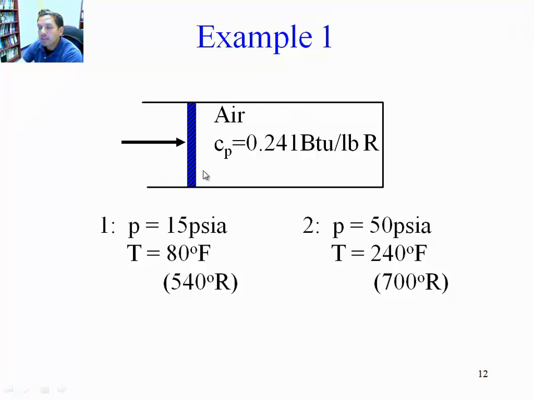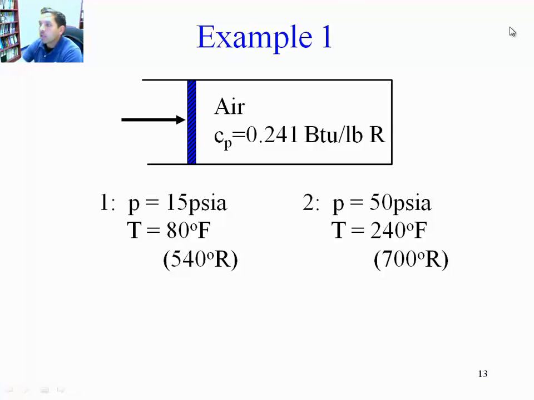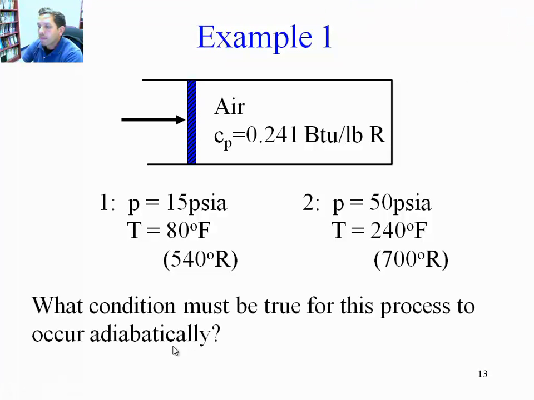So we have air, that's an ideal gas, that is being compressed from 50 psi and 80 Fahrenheit, which is 540 Rankine, to 50 psi and 240 Fahrenheit, which is 700 Rankine. What conditions must be true for this process to occur adiabatically? Well, the condition is very simple: delta S is greater than or equal to 0. If delta S happens to be 0, then Q cannot be equal to 0.